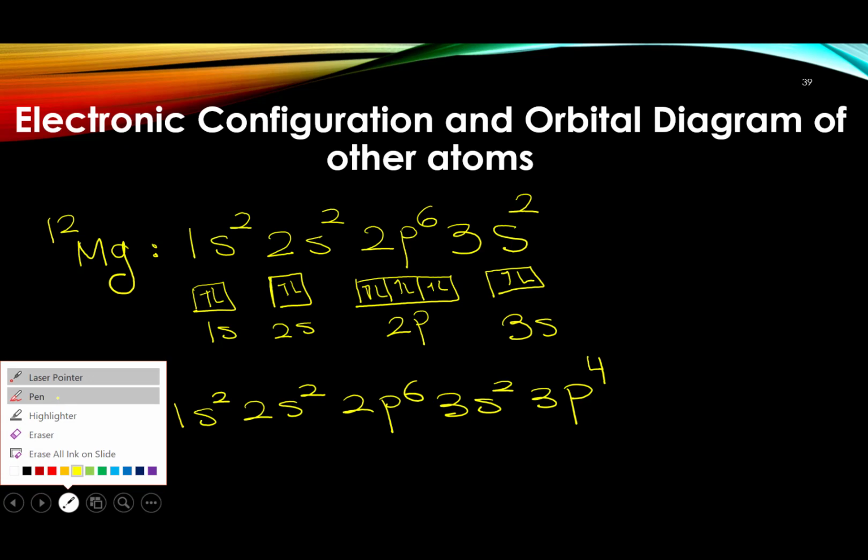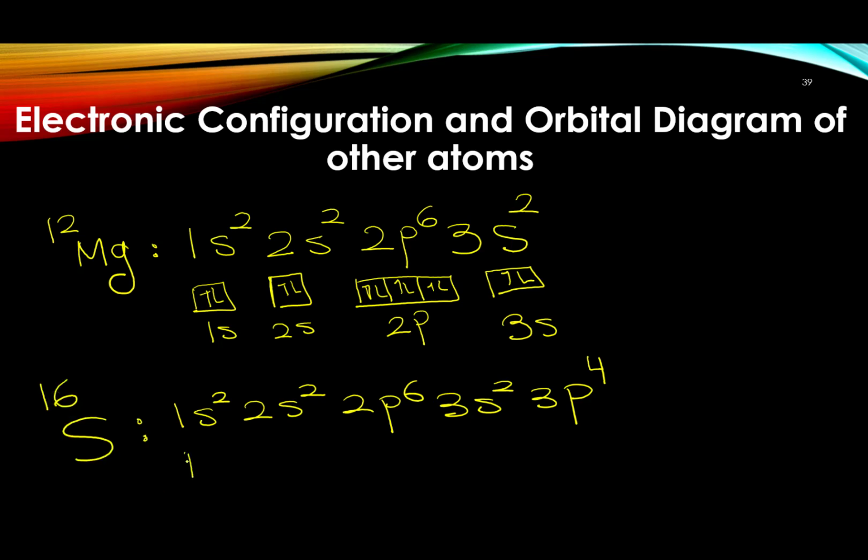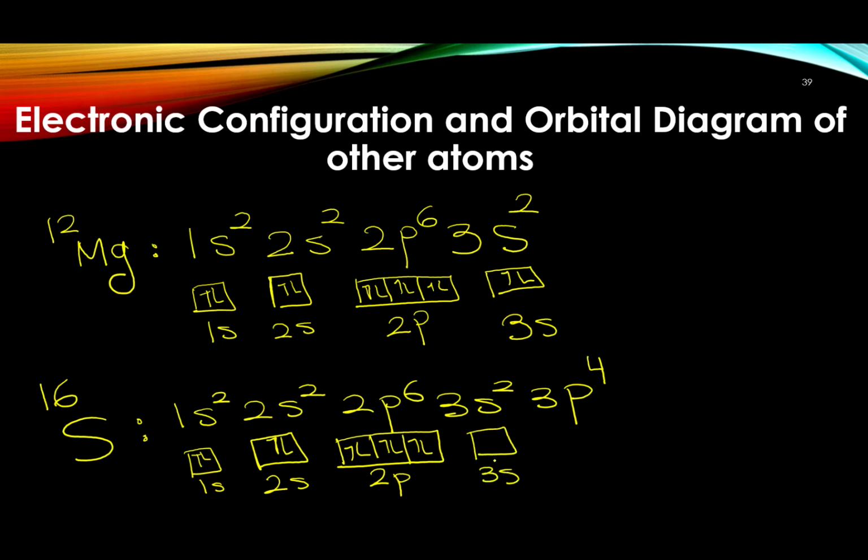Okay, now let's draw the orbital diagram. That's 1s, 2s, 2p6, 3s2, and 3p4. Okay, and it's 1, 2, 3, 4. Now this will be the orbital diagram for the sulfur atom.